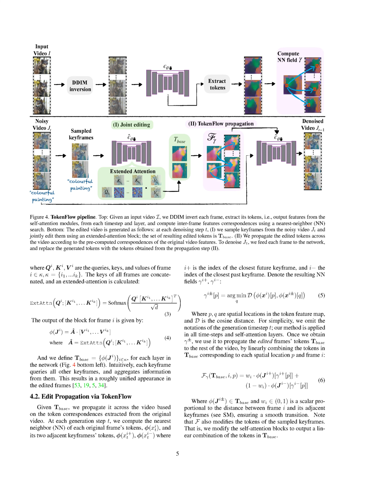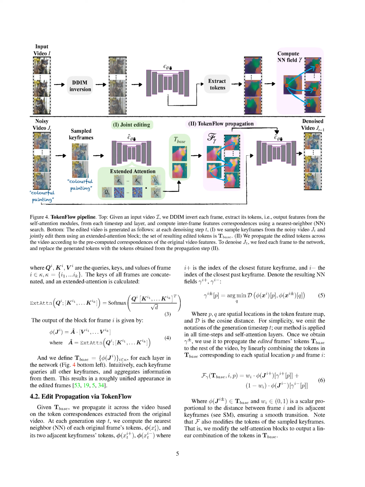Section 4.2 Edit propagation via TokenFlow. In Section 4.2, we discuss how we propagate edits through a video using a method we call TokenFlow. We start with a base set of tokens, denoted as T_base, and spread these across the video. This is done based on the token correspondences we've extracted from the original video.